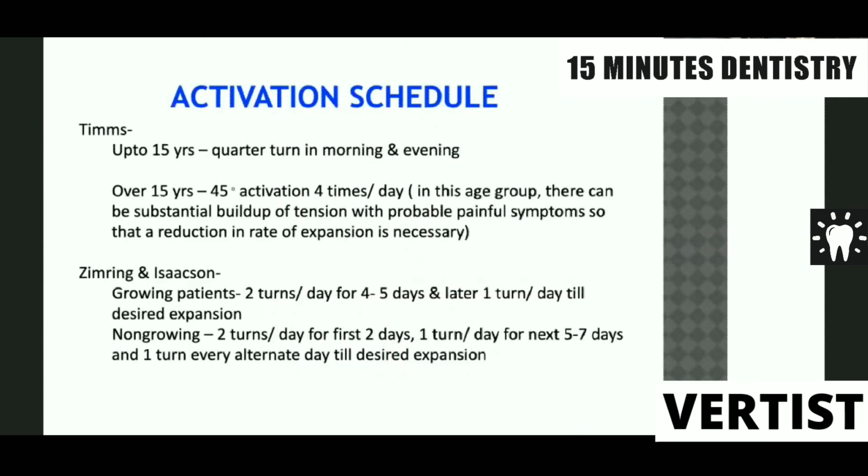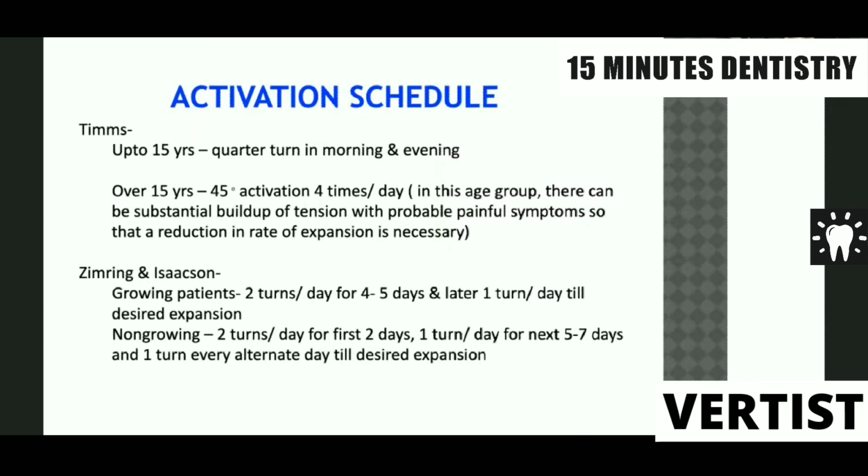Activation schedule is generally asked in exam. You have to know both of them, the TIMS as well as the Zimring and Isaacson's schedule. The TIMS said that up to 15 years, quarter turn in the morning and evening. Over 15 years, you have to give 45 degrees activation 4 times a day, because in this age group, there's a substantial buildup of tension with pain. So a reduction in the rate of expansion is necessary.